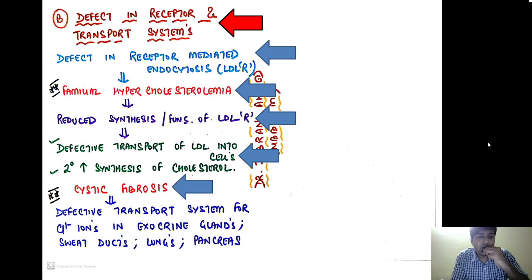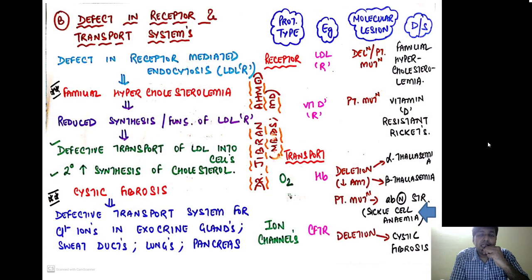The second disorder here is cystic fibrosis. Here the defect lies in the transport system for chloride ions because of a defective CFTR transport channel. As a result, there is a defective transport system in the chloride channels present in the exocrine glands, sweat ducts, lungs and pancreas, ultimately leading to destruction of these organs and glands. Now let us look at the examples. The protein type can be either a receptor or a transport protein. So first we are going to see the receptor.